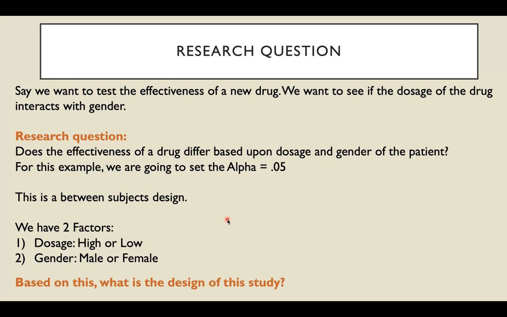So, for this example, we're going to say alpha is 0.05. It's going to be a between subjects design, meaning we end up with four independent groups. We have males who have high or low dosage and females who have high or low dosage. Now, if we were to describe the nomenclature of this study, we would call this a 2 by 2 factorial design. And so we need a factorial ANOVA test statistic.